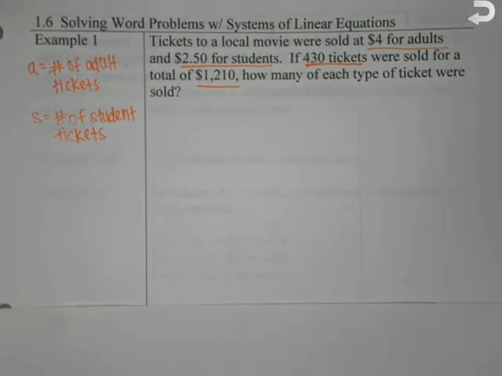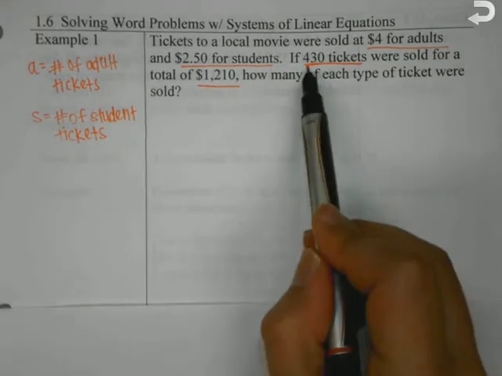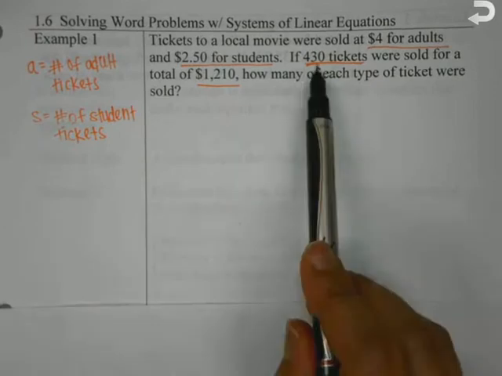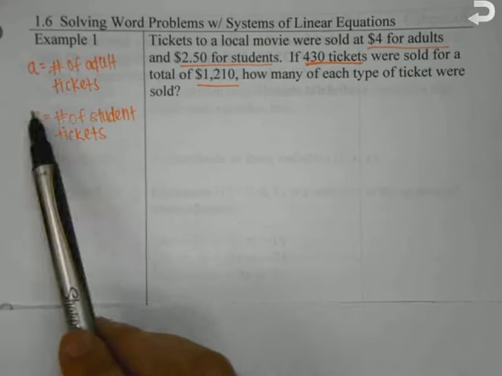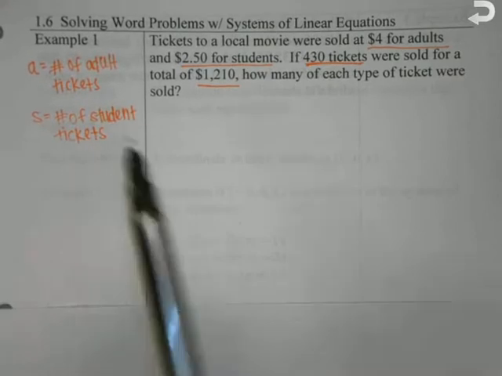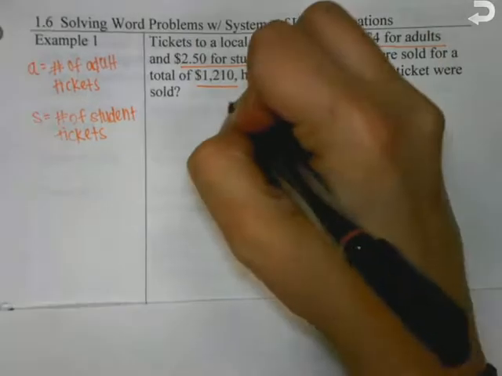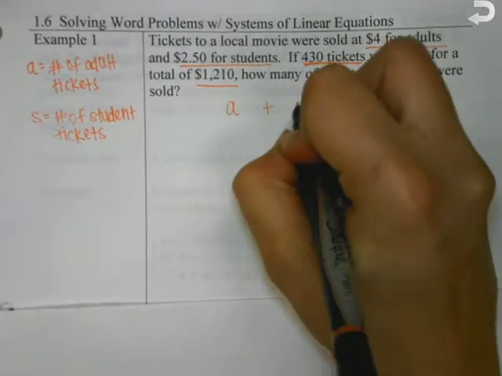So let's look at the total number of tickets sold. If I sold 430 tickets, how could I write that as an equation? 430 tickets total. A is the number of adult tickets. S is the number of student tickets. Now, Gina, what would I put? A plus S equals 430. That's right. A plus S equals 430.